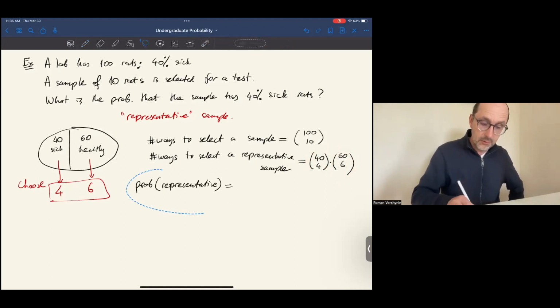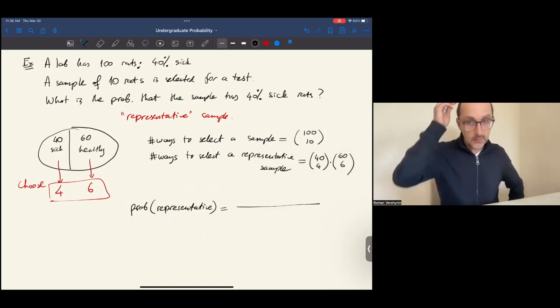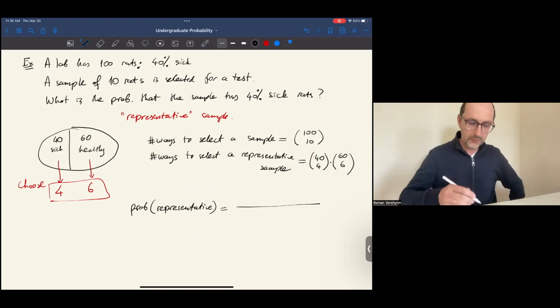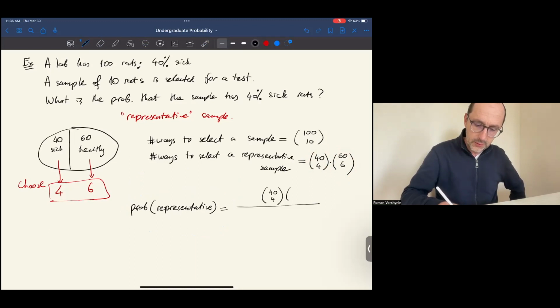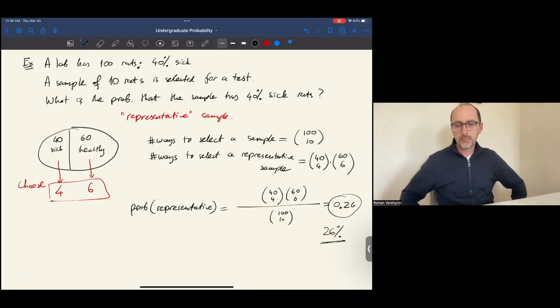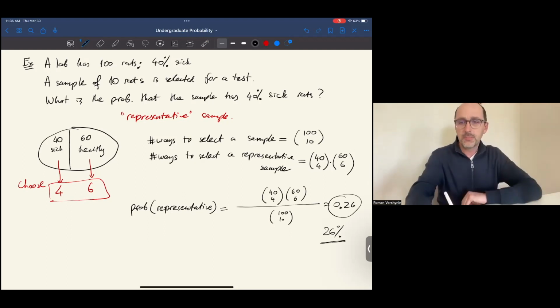So the probability that the sample is representative is the ratio of the valid ways to select the sample, the representative sample, over all ways to select the sample, which is 40 choose 4 times 60 choose 6 over 100 choose 10. And the answer is 0.26. So about 26% is the chance to select a representative sample. It's not very promising, right? Only 26%. We would like this to be better.